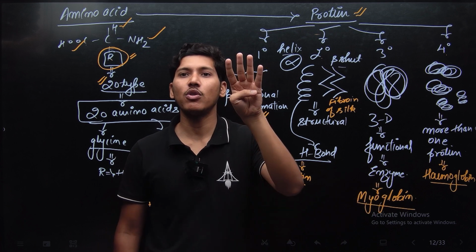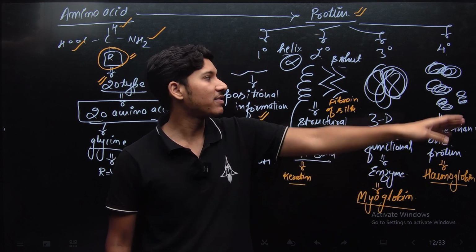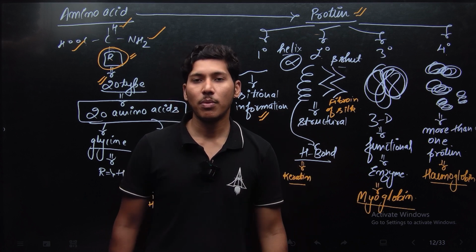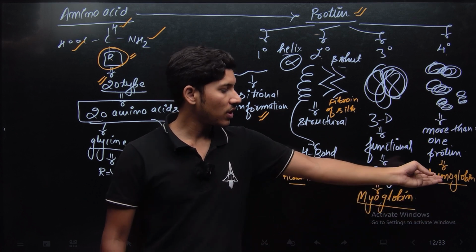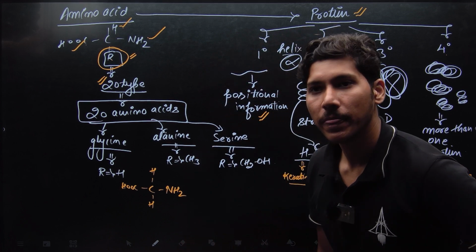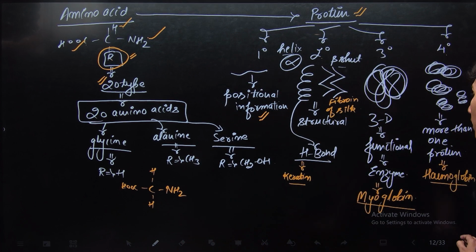Hemoglobin is made up of 4 chains, 2 alpha and 2 beta, and I have said that quaternary structure is where more than one polypeptide chain combines. So hemoglobin is that structure. Okay? Clear? Let's move ahead.